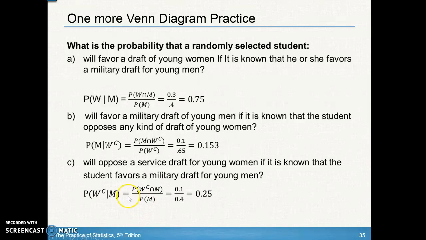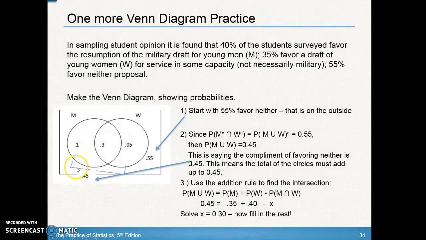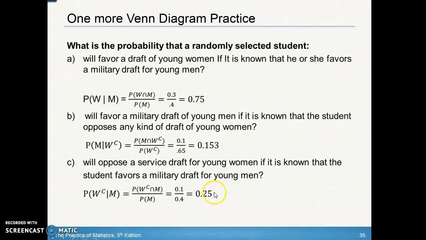So on your Venn diagram, once again, your given statement goes on the bottom. We know that the probability that they favor a draft for young men is 40%. What's the probability that they don't favor women and they do favor men? Completely outside of the women and do favor the men is the 0.1. So anything outside of the women, you show that fraction and then your final answer.